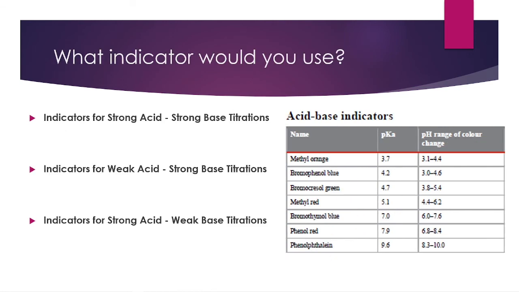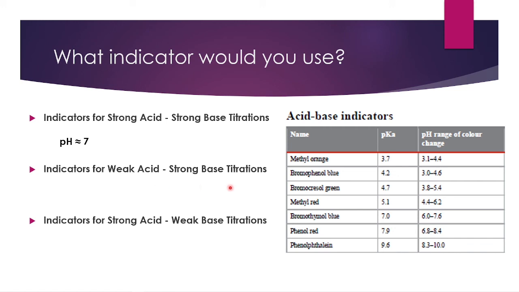Okay. So what indicator would you use? If you've got a strong acid and a strong base, they're going to neutralize each other, which means the pH at which the solution changes is going to be around about 7. In which case, the indicator you'd use would be around that 7 mark. So you'd probably go with one of bromothymol blue or phenol red. Because bromothymol blue is 6 to 7.6 and phenol red is 6.8 to 7.4. Of those two, you'd probably go with bromothymol blue because it's right in the middle of the range, whereas phenol red is right at the start of the range.